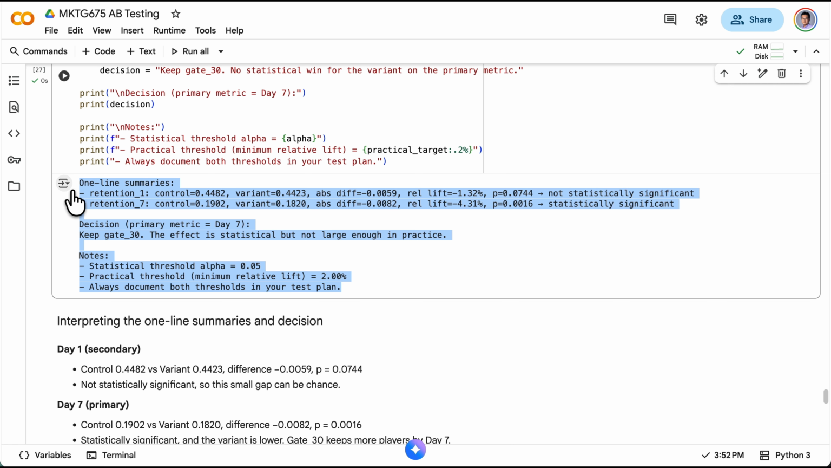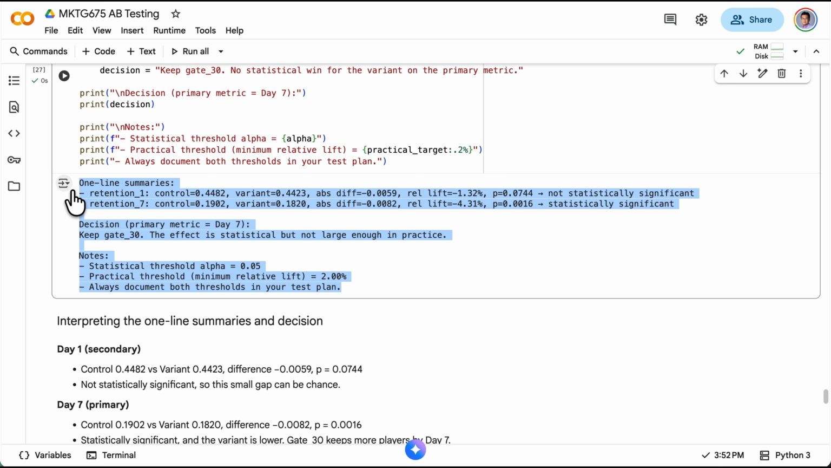For day 7, the line reads, control equals 0.1902, variant equals 0.1820, absolute difference minus 0.0082, relative lift minus 4.31%, p equals 0.0016, statistically significant. So day 7 clearly favors gate 30 and the variant performs worse.